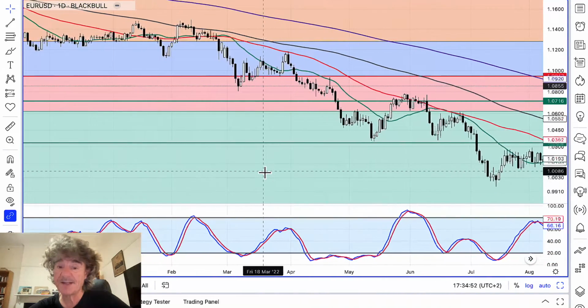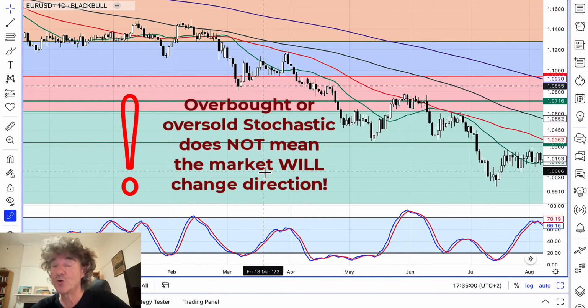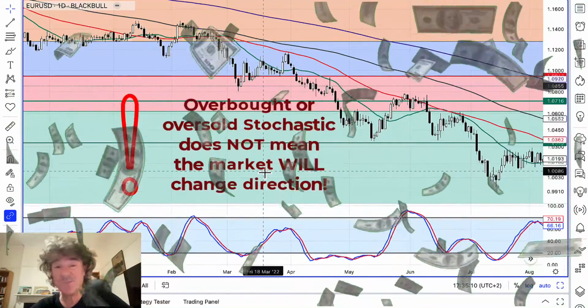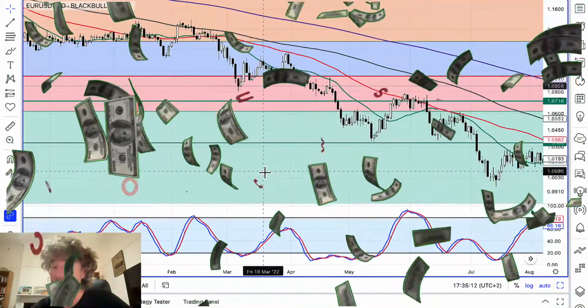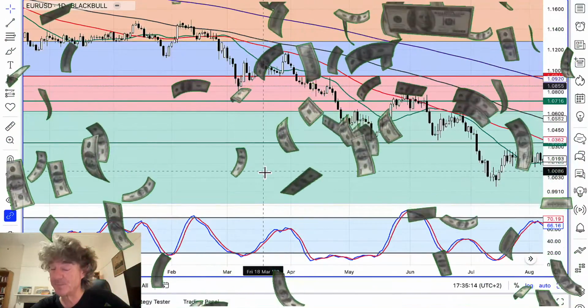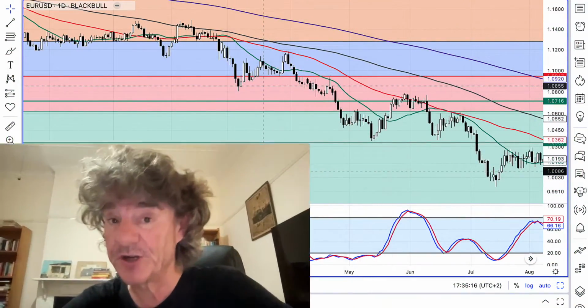Now, bear in mind, an overbought or an oversold market does not mean the market is going to turn. Markets can stay overbought or oversold for a very, very long time, way beyond that which you can withstand in your trading account. Bear that in mind. Once you get to an oversold position, the market can carry on going down for a long time. And the same when you reach an overbought condition, the market can carry on going up for a very long time.